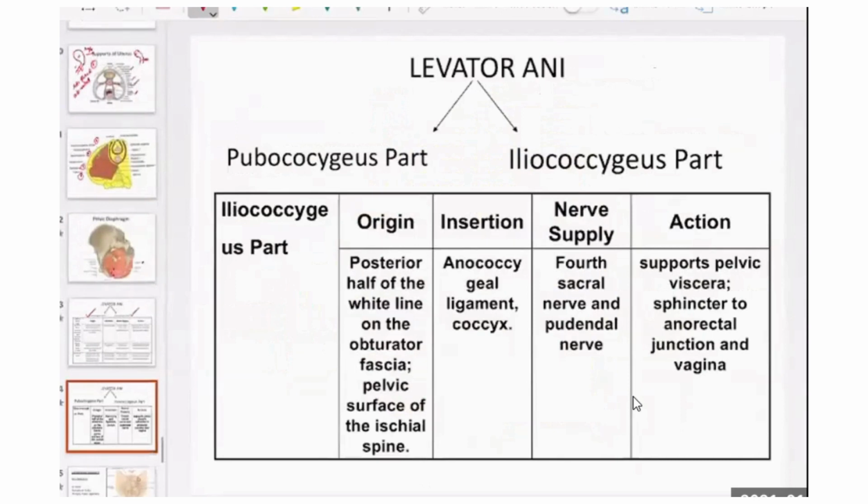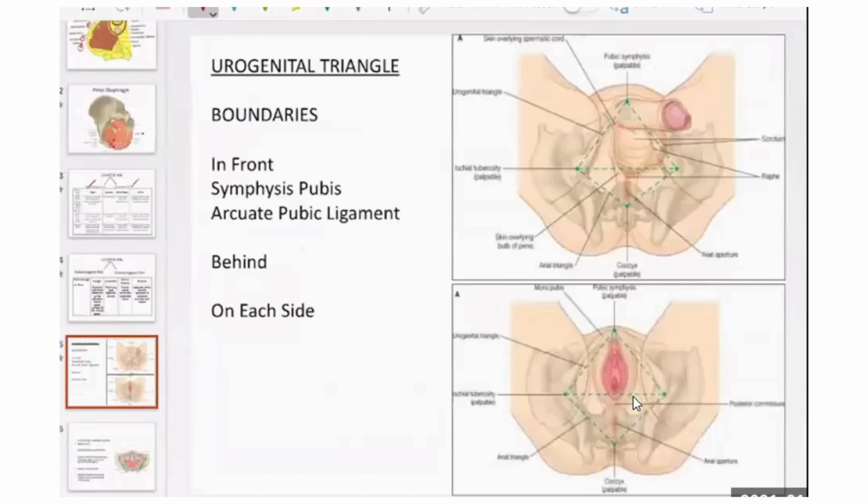What is the perineum? The area between the external genitalia and the anal canal. That area is called the perineum.